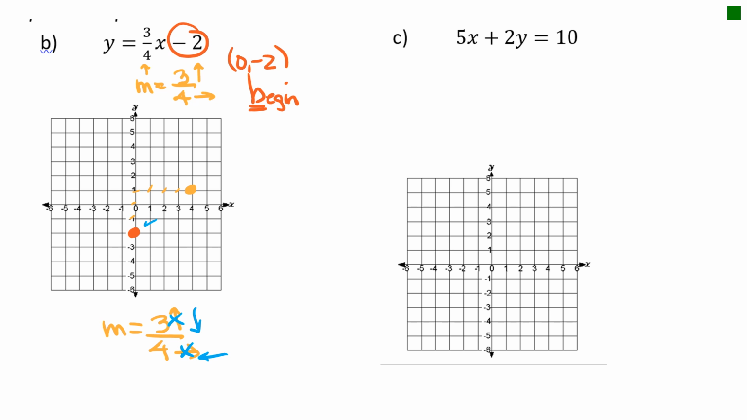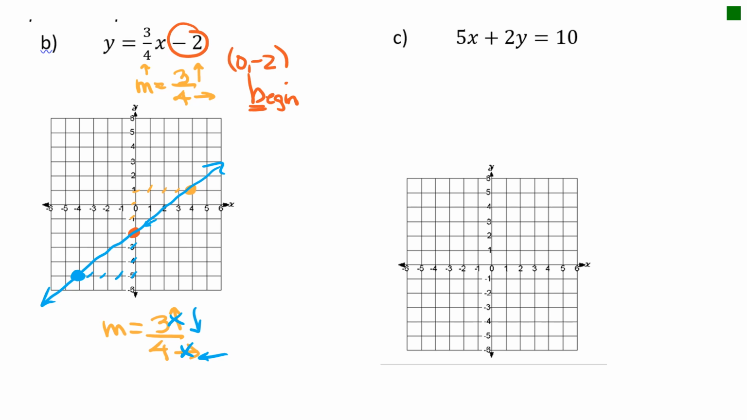So from the original point, instead of going up 3, I'm going to go down 3 and then left 4, and that gives me a third point so I can draw a better line. Always good to have 3 points. Need 2, better to have 3.